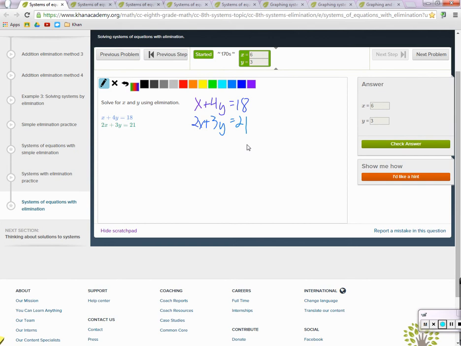So, what to do? How are we going to solve this? Multiply the top by negative 2, both sides. Okay? So I'm going to cross that out, give myself a little arrow so I know that I have a new equation that's equivalent to this equation. So multiply through by negative 2, we get negative 2x minus 8y equals negative 36.